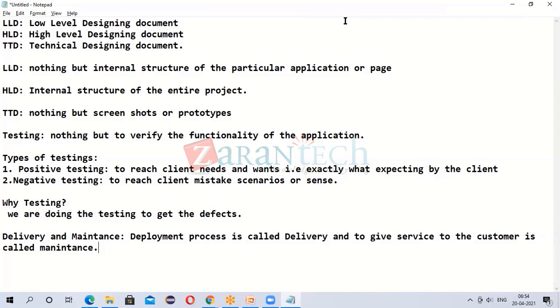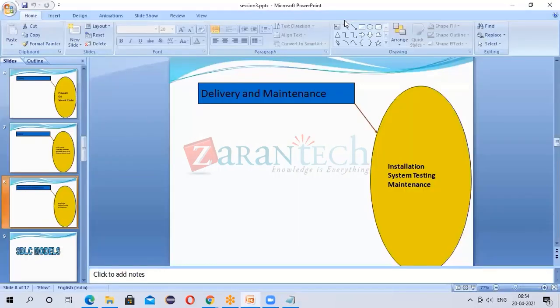We don't want to go forward because, first, your understanding is very, very important for us. Your understanding and your happiness are very, very important for our Zerantech. So first, complete all that we have discussed so far. I'll summarize.